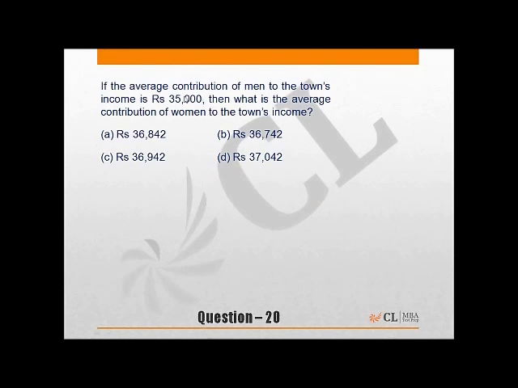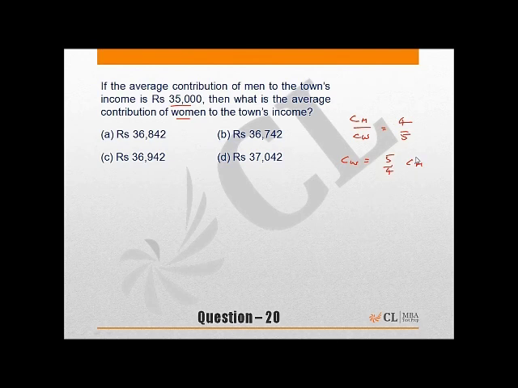Question 20. Contribution of men to the town's income is 35,000 per person. What is the average contribution of women to the town's income? Now we know that contribution of men upon contribution of women is 4 by 5. Or we can say contribution of women is 5 by 4 into contribution by men.